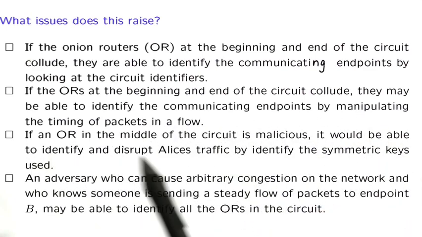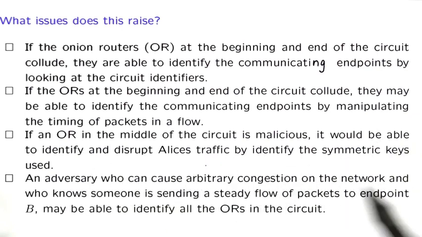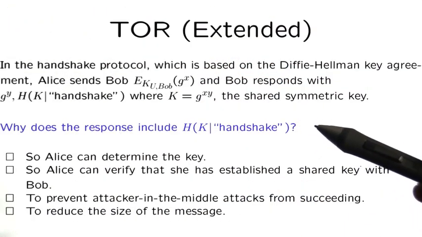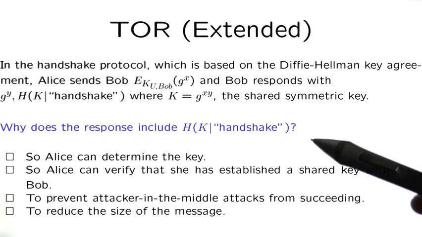If an onion router in the middle of the circuit is malicious, it would be able to identify and disrupt Alice's traffic by identifying the symmetric keys used. And the last option: an adversary who can cause arbitrary congestion on the network and who knows someone is sending a steady flow of packets to endpoint B may be able to identify all the onion routers in the circuit. Check all that apply. This next question asks about the handshake protocol in Tor.